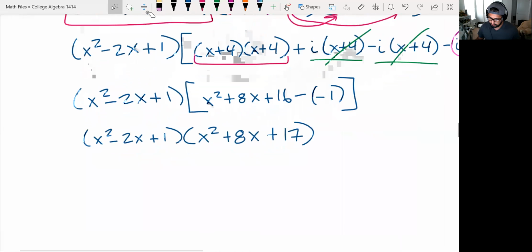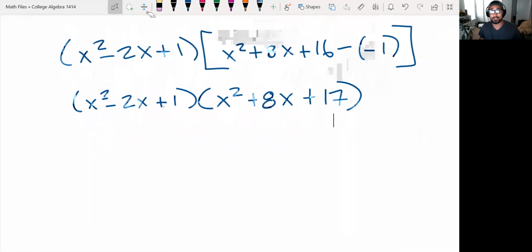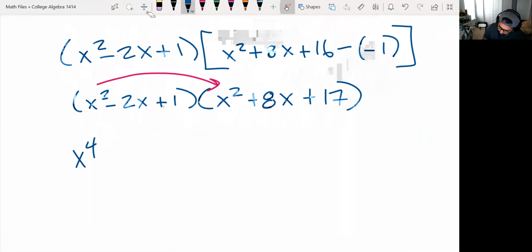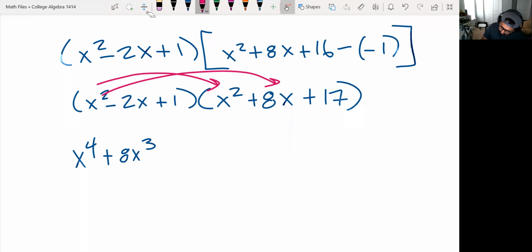Okay, so now all we have to do is distribute more. Now we're going to distribute these three-term polynomials with each other. So this x to that x, we get x to the fourth, 8x cubed, and 17x squared.